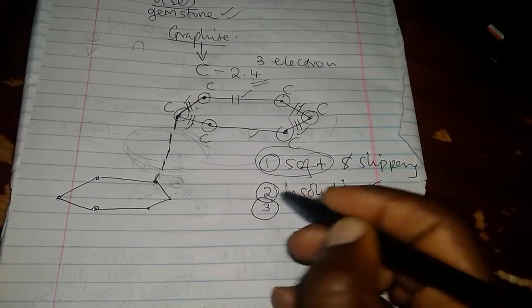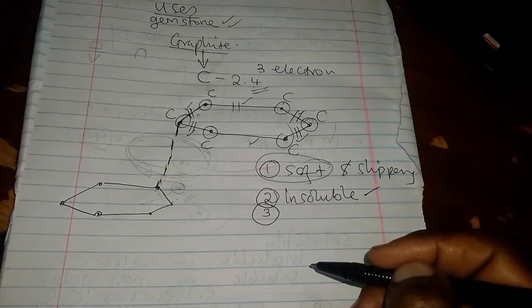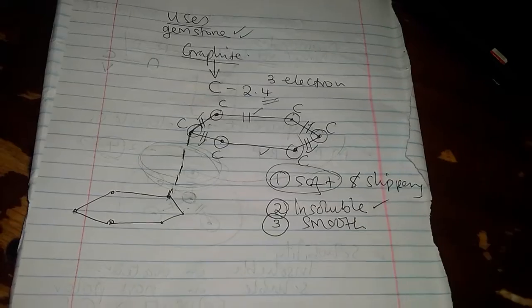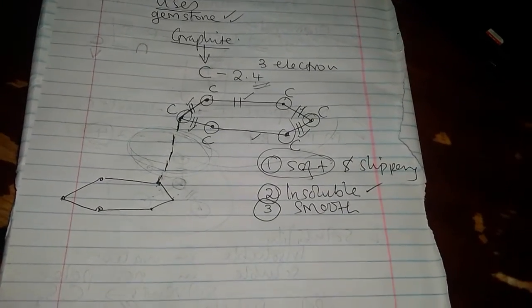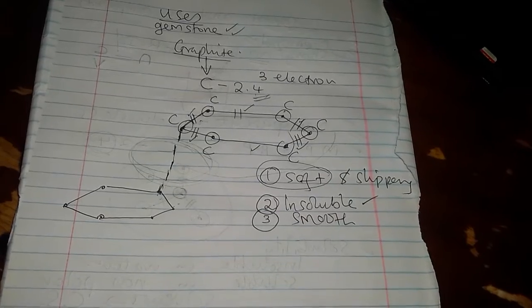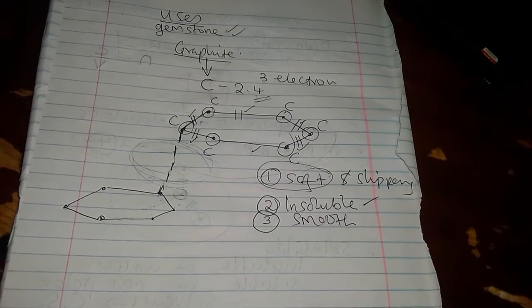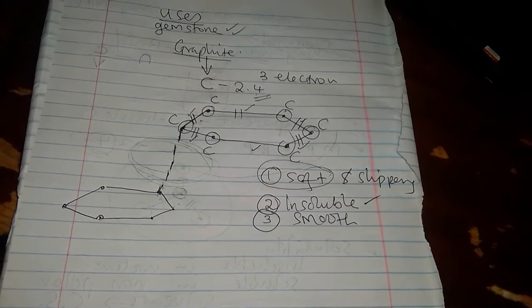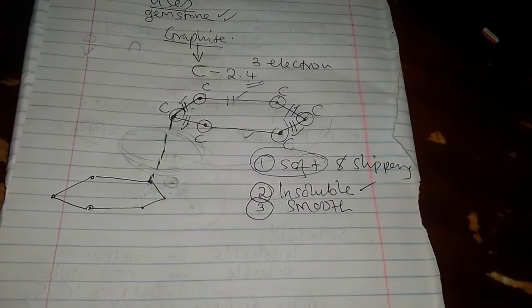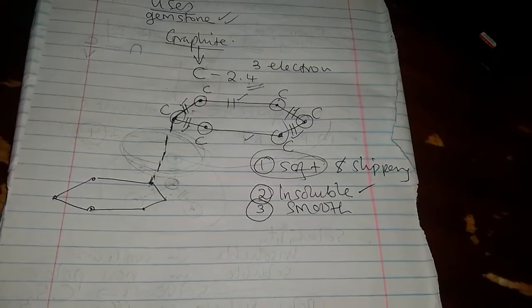Number 3, you should also note that graphite is smooth. I've already mentioned that one. It's smooth, soft, and slippery because of the layers sliding over each other. So it has what we call a soapy feeling when it gets touched or felt between fingers.